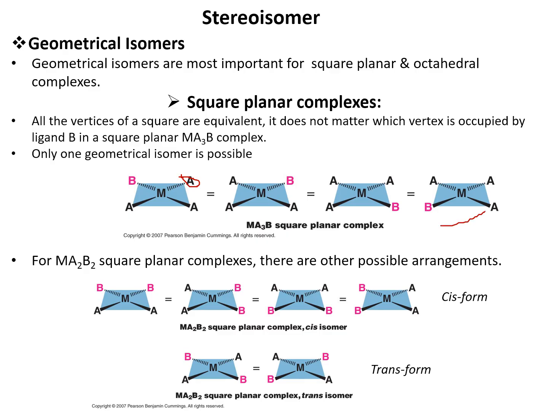Now for the square planar MA2B2 type, two isomers are possible. In the cis form, similar ligands are adjacent. In the trans form, similar ligands are in opposite positions. These are the cis and trans square planar MA2B2 forms. Now about cisplatin and transplatin. They have the same formula, but their spatial arrangements are different. Cisplatin is medically important and used in cancer treatment, whereas transplatin does not show comparable therapeutic activity.